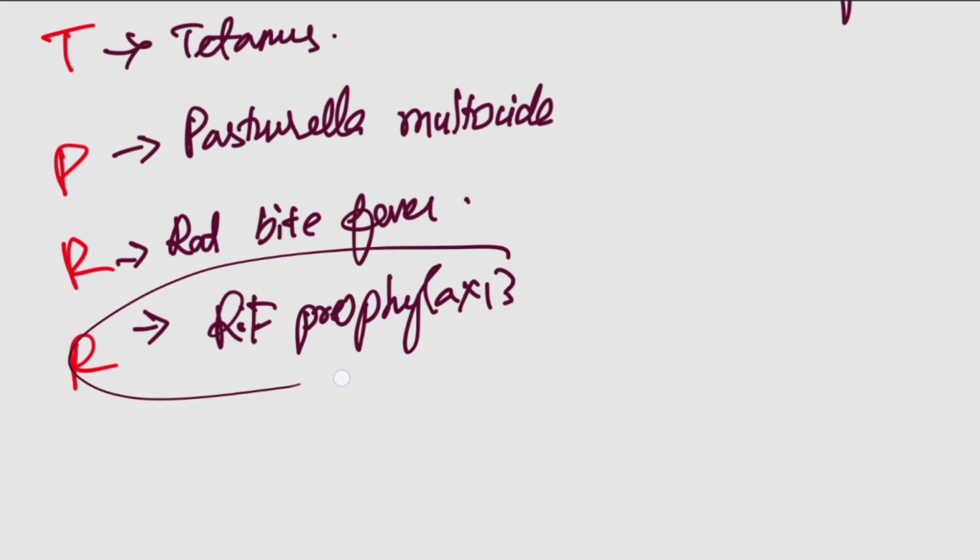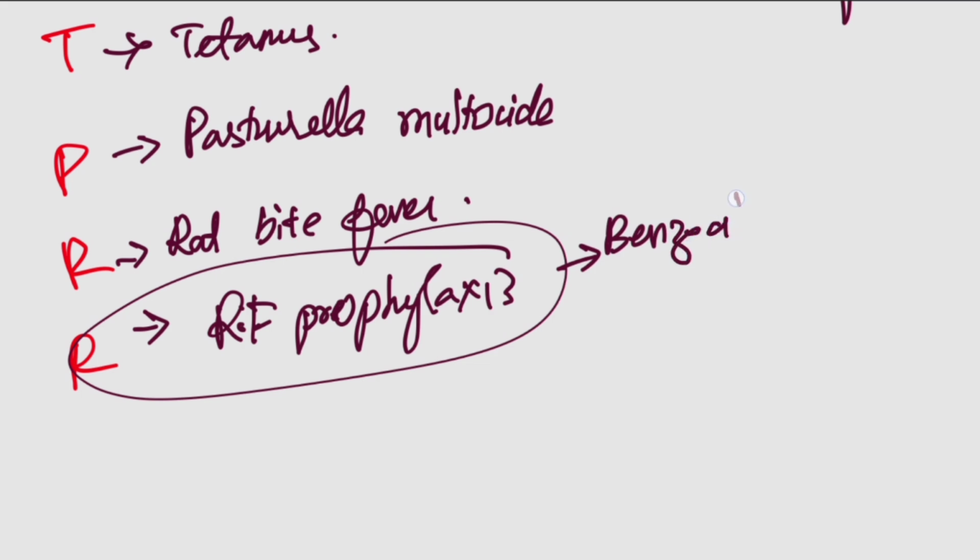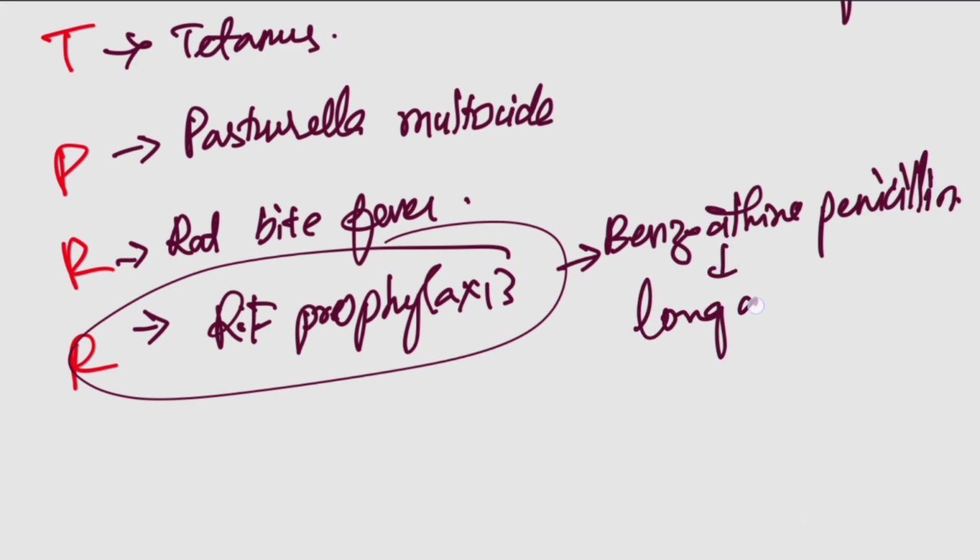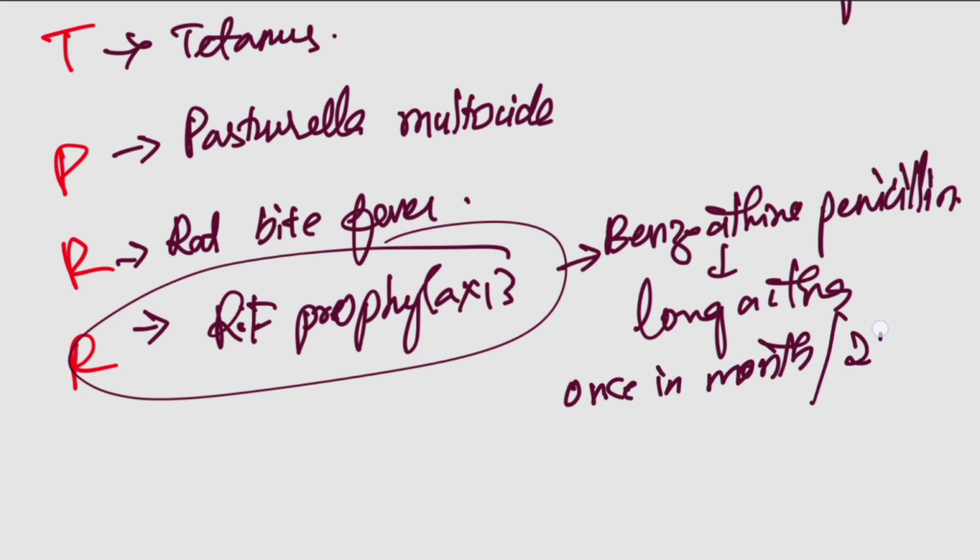What do we use in rheumatic fever prophylaxis? We use benzathine penicillin, which is long acting, given as an injection once a month or once in 21 days.